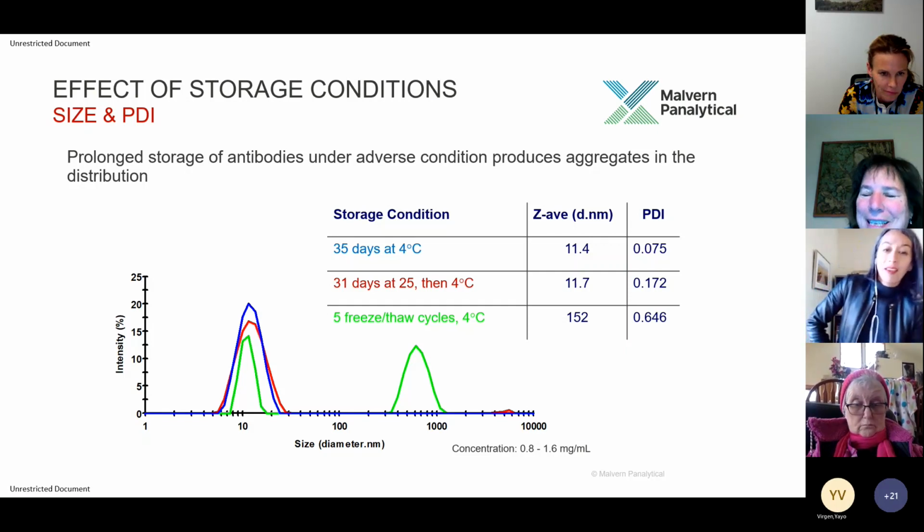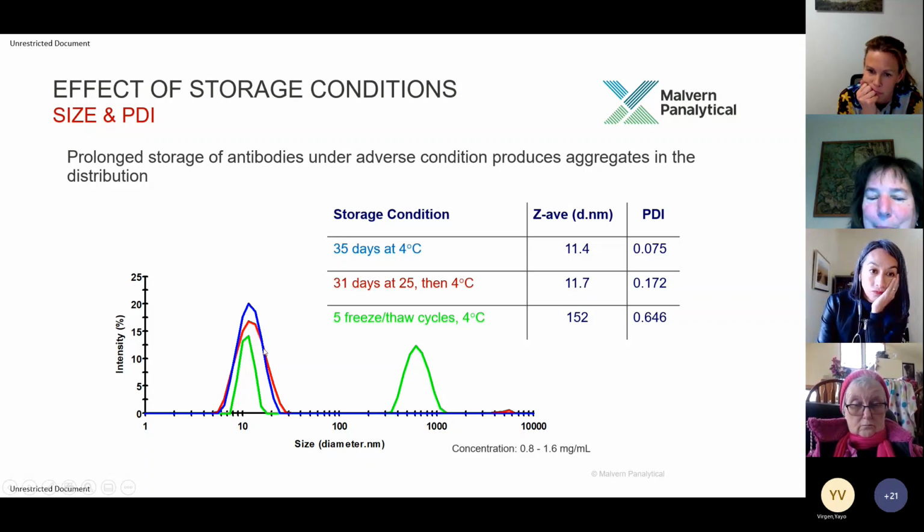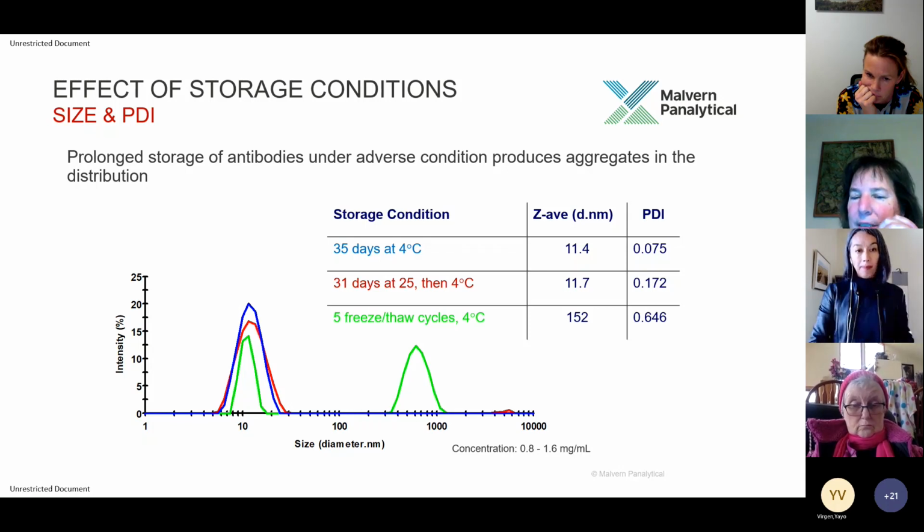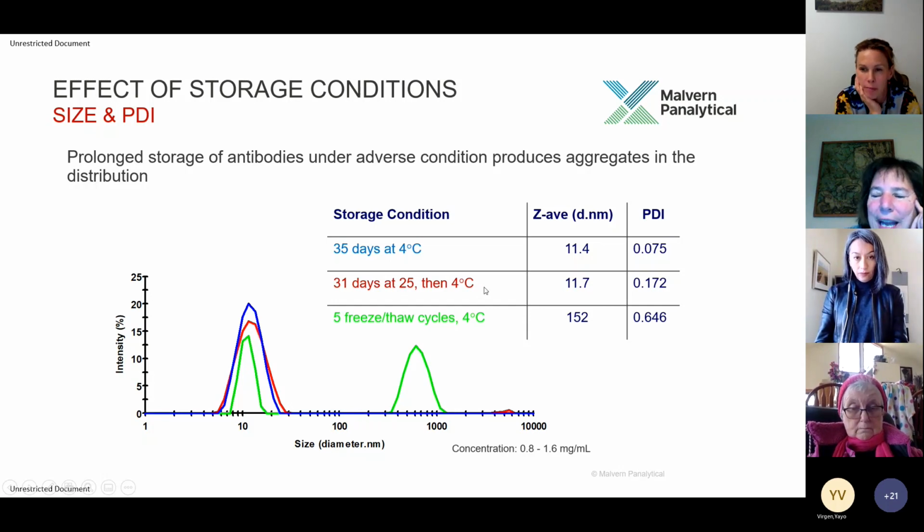Well, not really. You see right away that, yes, the Z average hasn't changed. The peak distribution looks nearly the same, but notice how the PDI screams at you. The PDI has gone from 0.075 to 0.172. So there is some polydispersity growing in this sample because of the way it's been treated. So you cannot hide from dynamic light scattering.